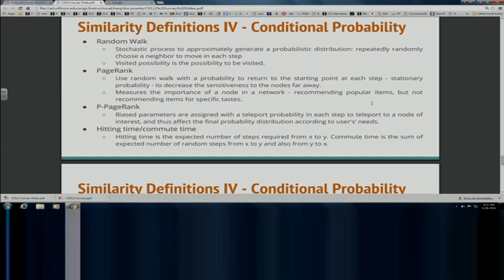And there's also hitting time and commute time. Hitting time is the expected number of steps required from X to Y, and commute time is just a symmetric version of hitting time. That is the sum of the expected number of random steps from X to Y and also from Y to X.